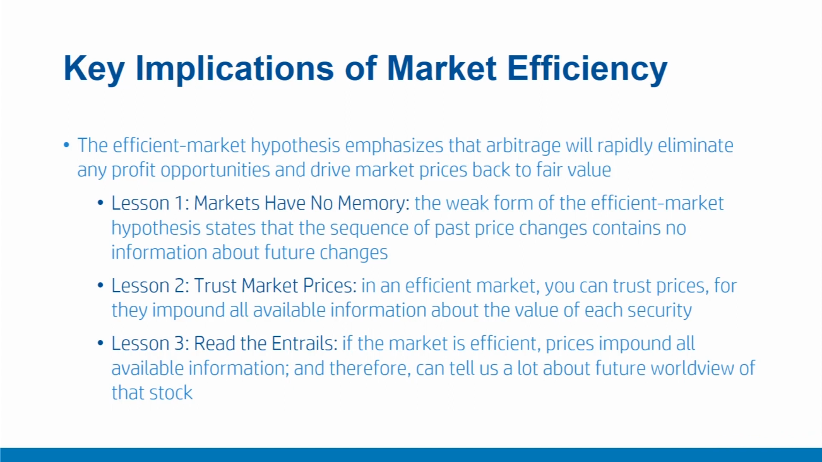The second lesson is trust market prices. In an efficient market, you can trust prices, for they impound all the available information about the value of each security. This means that in an efficient market, there is no way for most investors to achieve consistently superior returns. To do so, you do not only have to know more than anyone else, you also need to know more than everybody else.